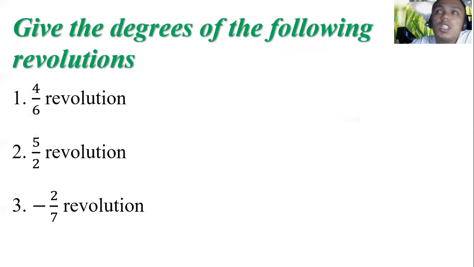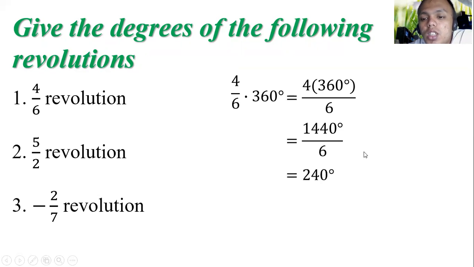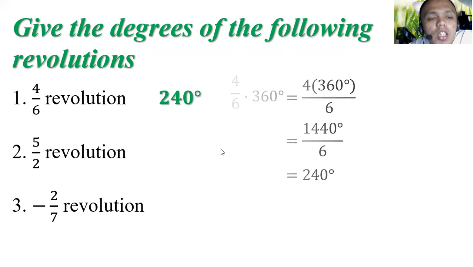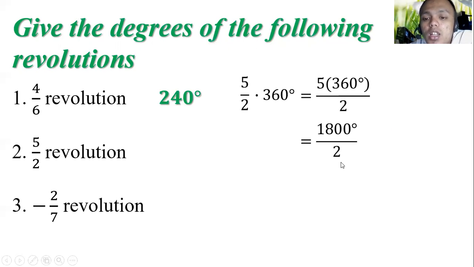Now, let us have an exercise. Give the degrees of the following revolutions. Here, given the revolution, we find the degrees. For 4/6 revolution, how many degrees is that? Again, to find it, we multiply by 360 degrees. 4 times 360 is equal to 1,440. Divide by 6, then we have 240 degrees. Easy. Next, number 2, 5/2 revolution. Multiply by 360 degrees. 5 times 360 is equal to 1,800. Then divide by 2, and we have 900 degrees.